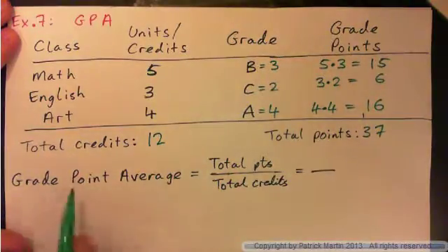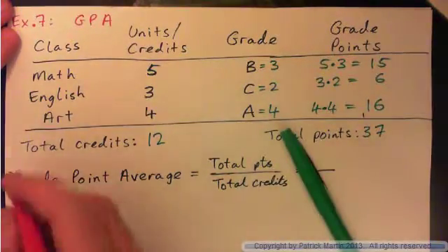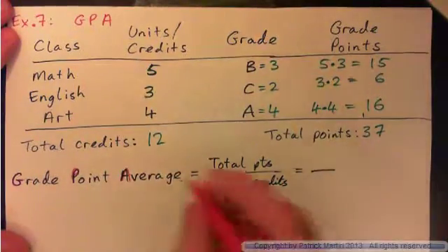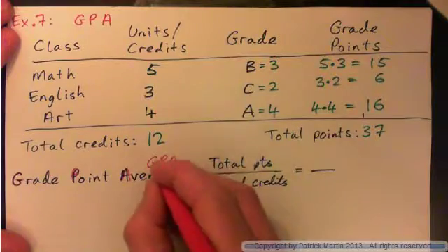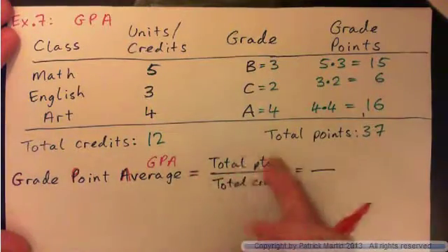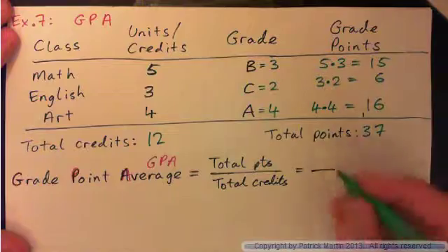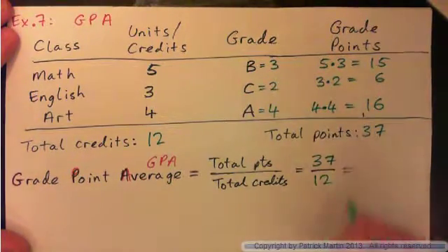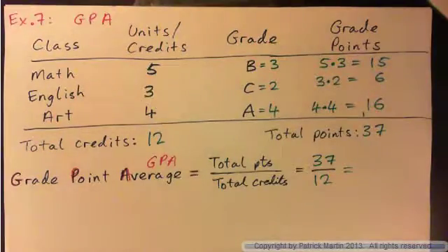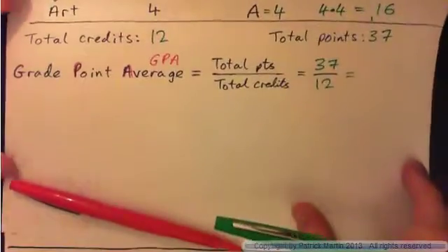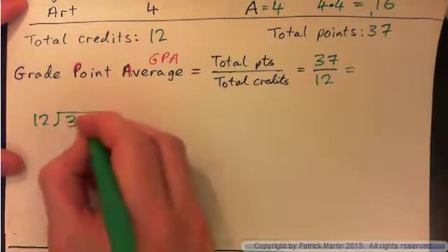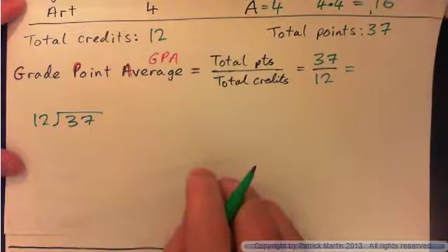So the grade point average, also known as your GPA, is equal to your total points over your total credits. Total points is 37, total credits is 12. How are you going to calculate that? I'm afraid we'll have to use long division, right? With decimals. So it's 12 into 37. Please press pause and do it yourself and then check the answer.